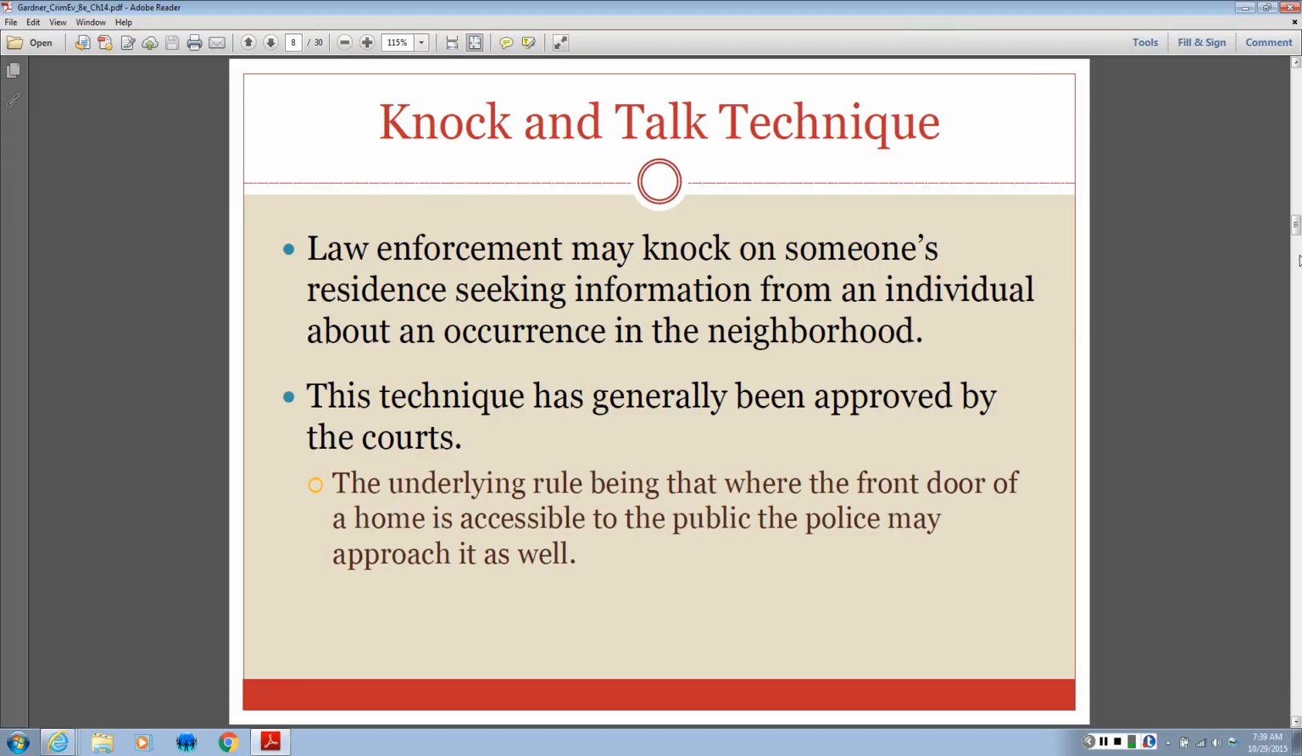So what you do is you go up and you knock on the door. Now you have to use the door that people normally use, the one that is accessible to the public. If that door is accessible to the public, that's the door that the police officers have to use. You go up and you knock on the door, and you tell them a little story. You say, "Hey, I'm Officer so-and-so with whatever police department. I'm investigating a crime in the neighborhood. Would you mind if I came in and talked to you for a moment?"